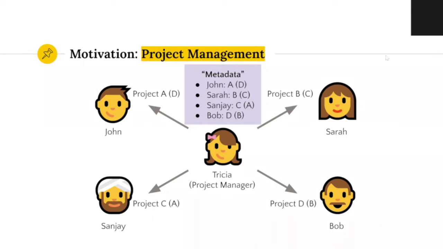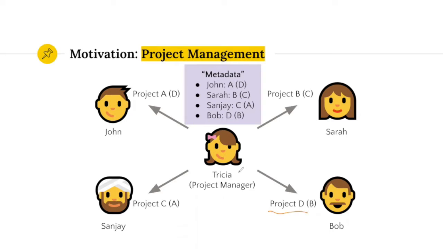So last time we saw this scenario where our project manager Trisha manages a team of 4. And then we talked about this hypothetical scenario where Bob has gotten into a car accident and is not able to do his job. And because of that, project D was at risk of getting into trouble.